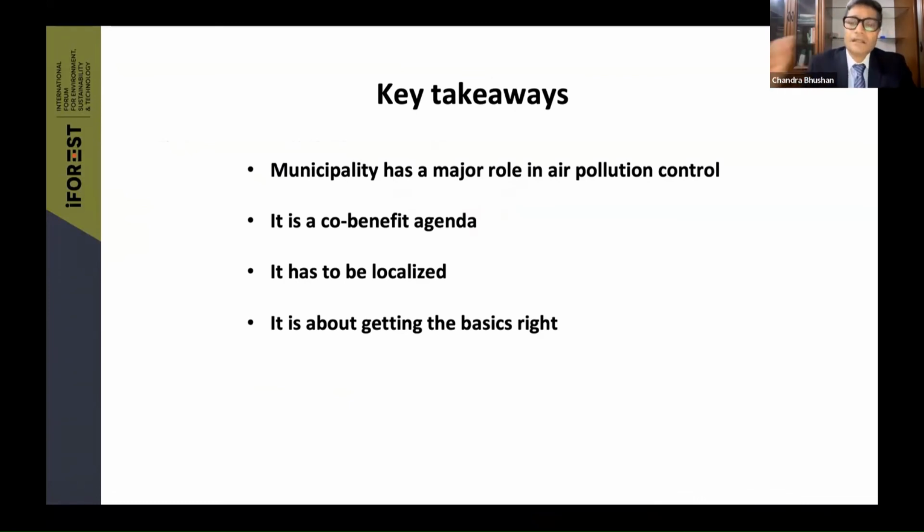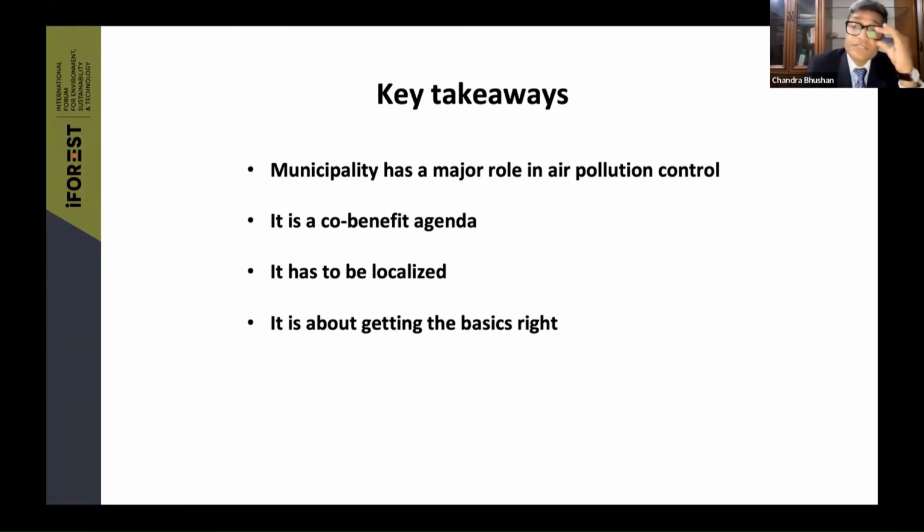First, in fact, the most important actor in air pollution control is the municipality. It is not the Pollution Control Board. Neither is it the Ministry of Environment and Forest. Neither is it the central government or the state government. If cities want to reduce air pollution, then the municipality has the most important role to play in reducing air pollution in the city.